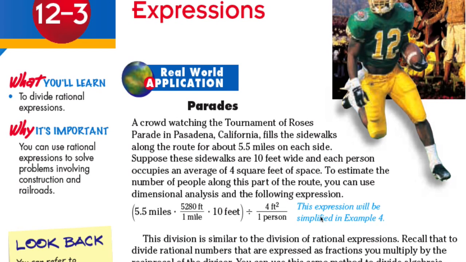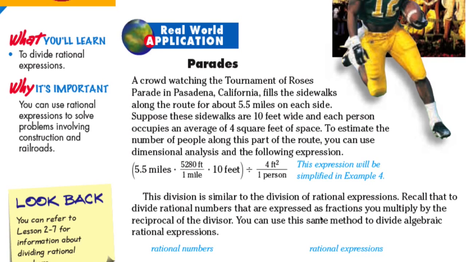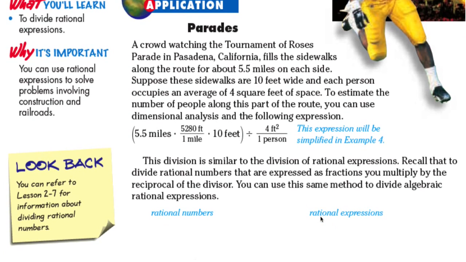If you recall, in 12-2, we used cars in a backed up freeway to estimate the number of cars. In this case, we'll use people who are trying to watch the Tournament of Roses, or the Rose Parade. So before we answer that in example 4, let's go back to our basics.